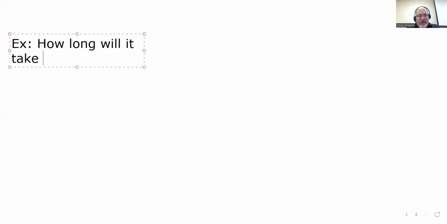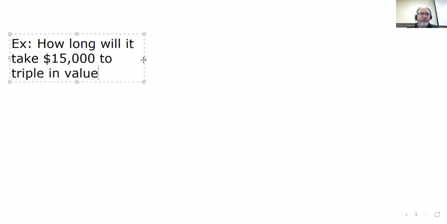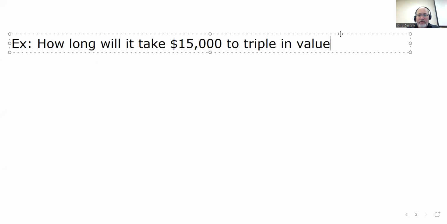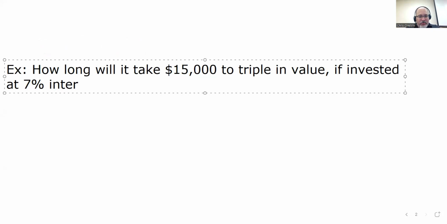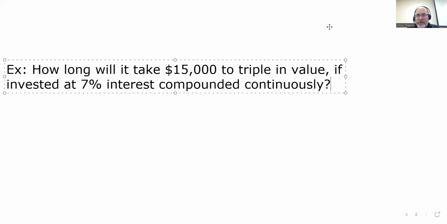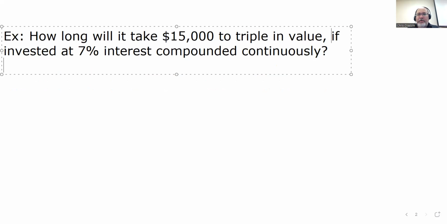Let's get everything ready. Got to get the formatting ready. There we go. Example: How long will it take $15,000 to triple in value, if invested at 7% interest compounded continuously? I think I can fit this around my big head. There we go. No, there we go. That's what I wanted.